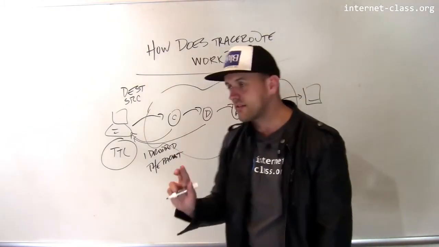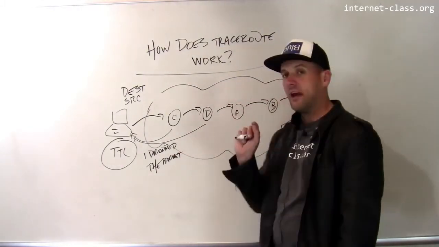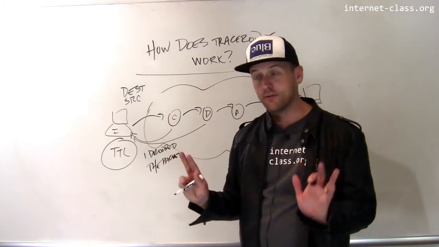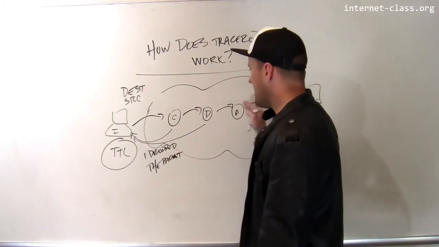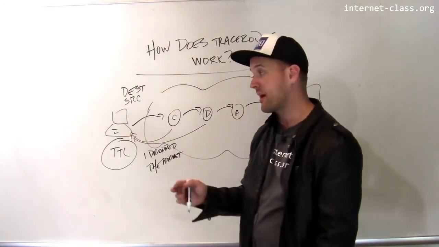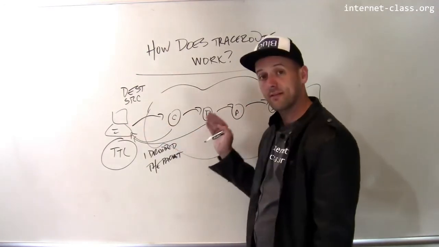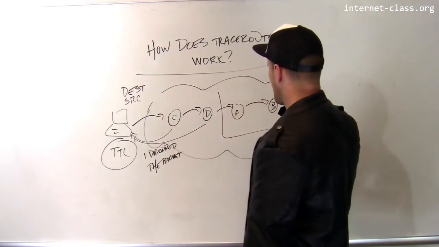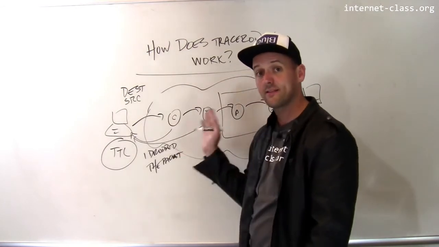Now there's some caveats here. One important thing is that these routers have to be configured to send these ICMP responses. Not all routers do that. The other thing is the network has to allow those responses to come back. So sometimes when you run a traceroute, you'll see that it stops at some point and then you don't get any more information. And the reason is certain networks block these types of packets.